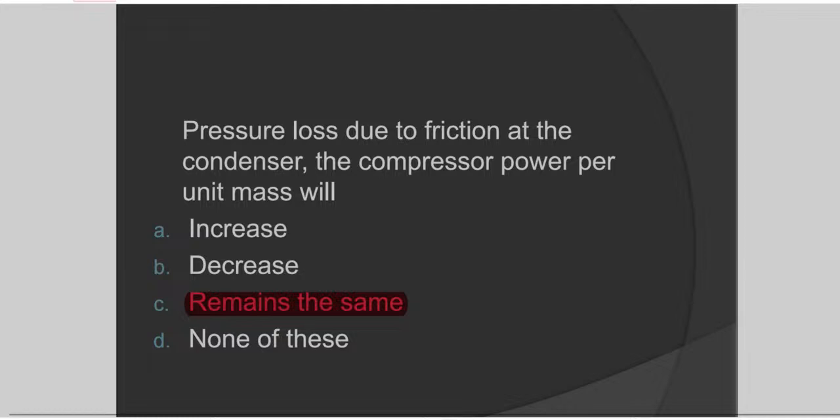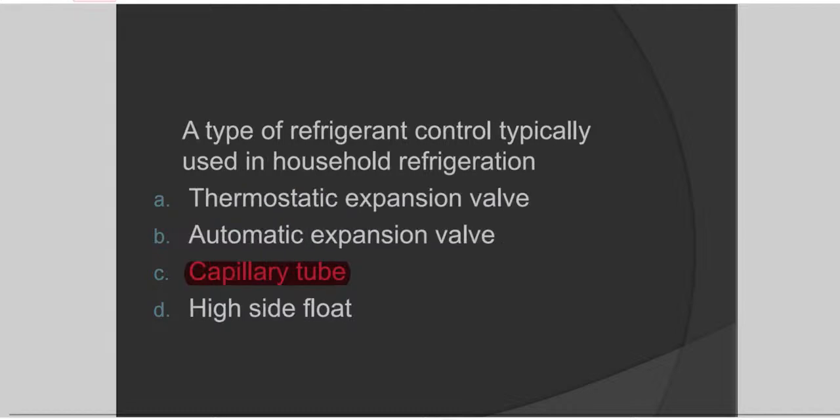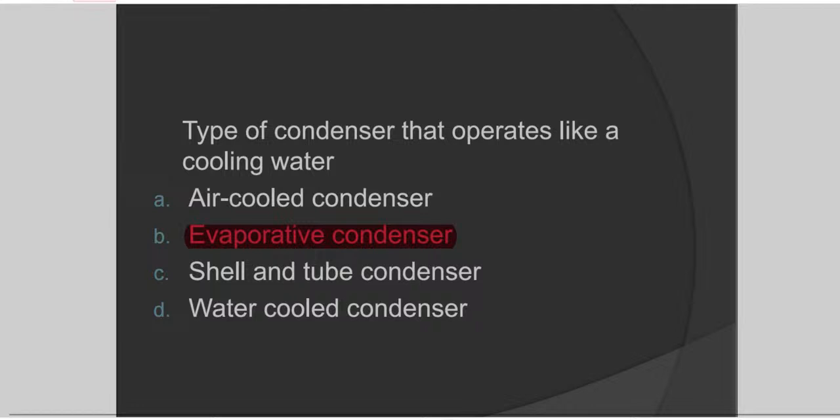Which of the following is not a type of air-cooled condenser? A. Shell and tube. B. Natural draft. C. Forced draft. D. Induced draft. A type of refrigerant control typically used in household refrigeration. A. Thermostatic expansion valve. B. Automatic expansion valve. C. Capillary tube. D. High side float.